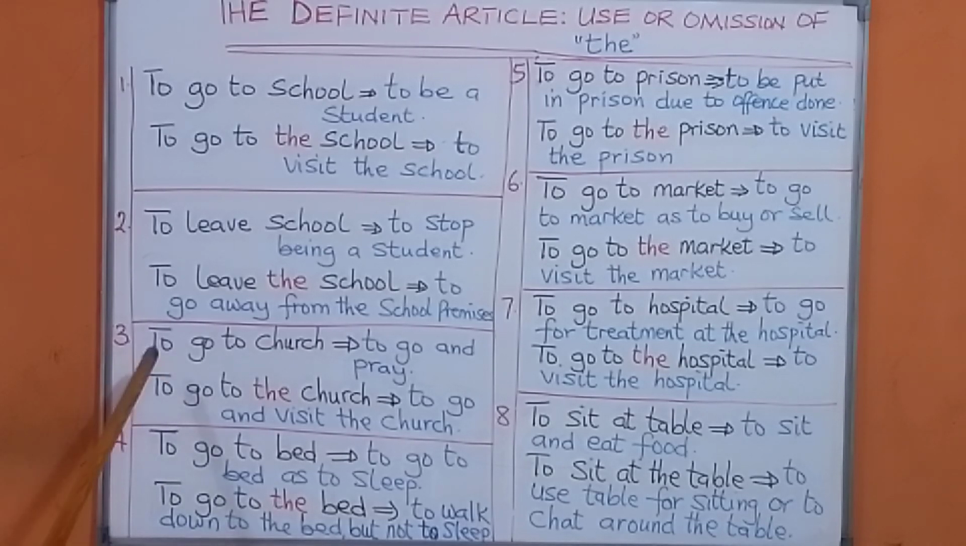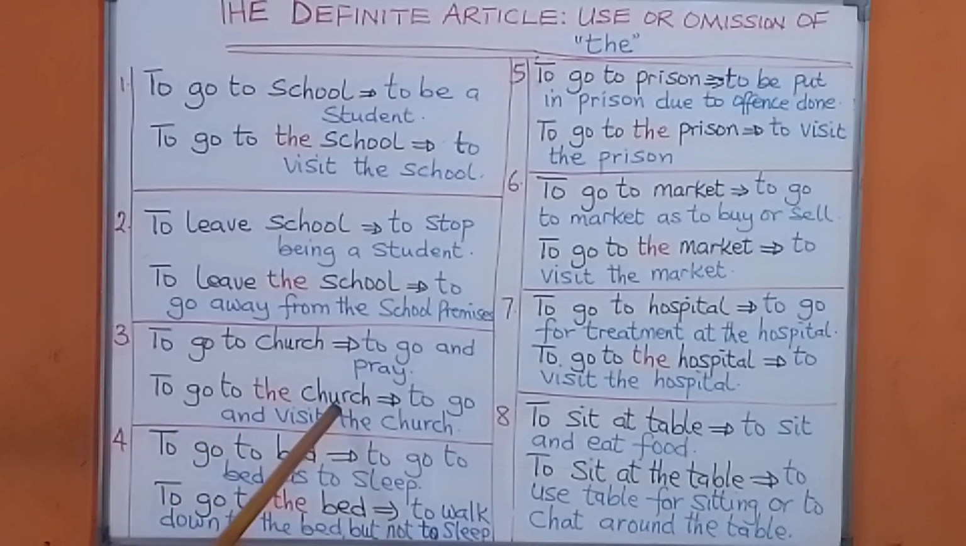Now look at this. When you say "to go to church", or "to go to mosque", or "to go to synagogue", what you are saying is you are going to pray. To go to church and pray. That is what we mean. To go to mosque and pray, or to go to synagogue and pray, or to go to a place of worship and pray. If you don't put the article there, that means you are going to be active in the activities done in that particular facility. So, to go to church, or to go to mosque, or to go to synagogue means to go and pray.